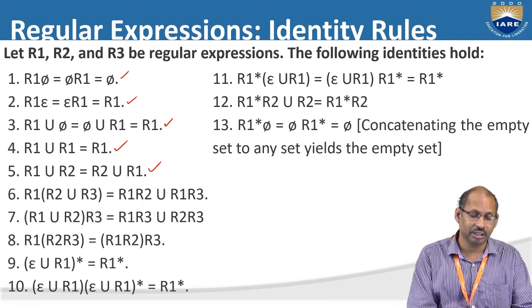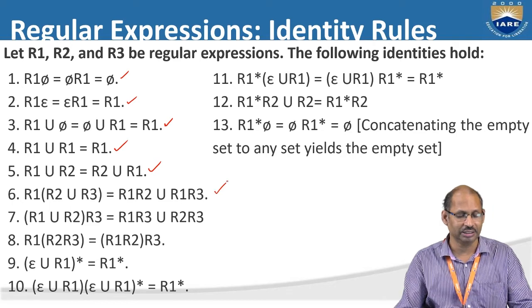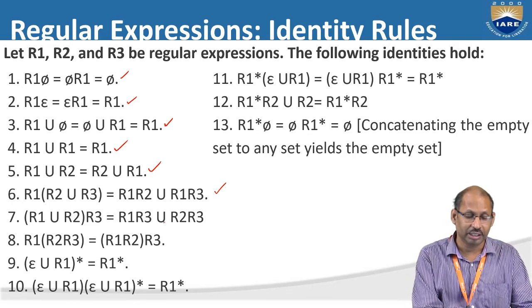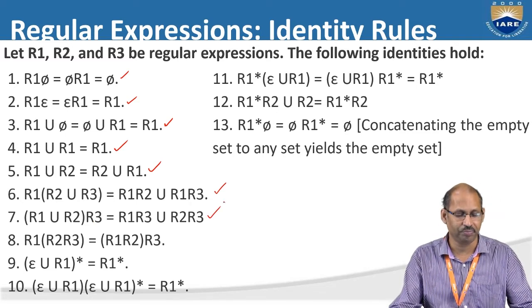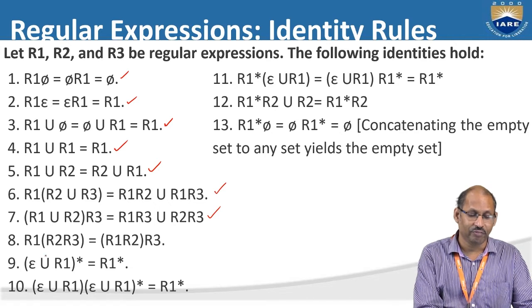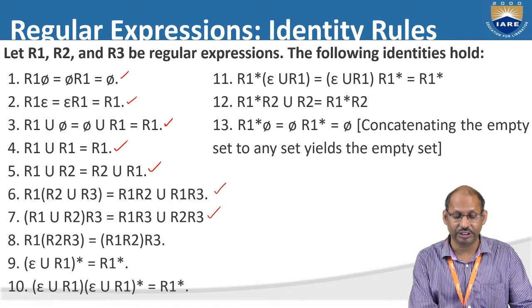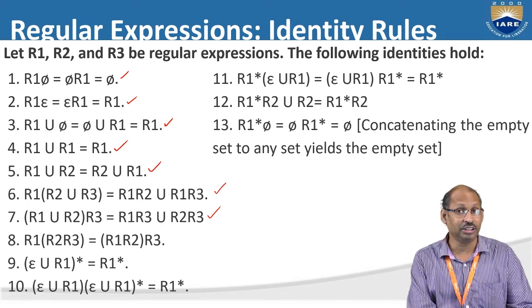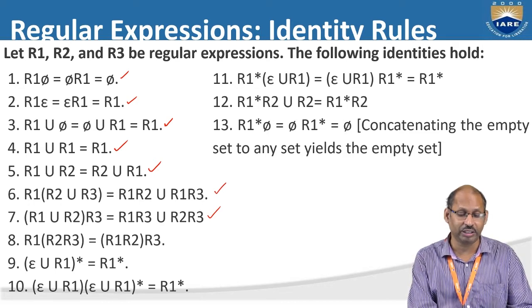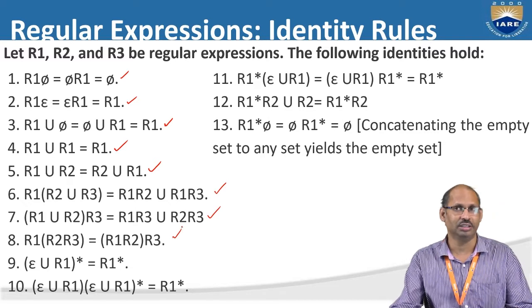Right? Here R1 concatenation with R2 union R3 can be simplified in this form. Here R1 union R2 concatenation with R3 we can simplify in this form, right? And R1 concatenation with parenthesis of R2 R3, and concatenation of R1 R2 with R3 will be the same.